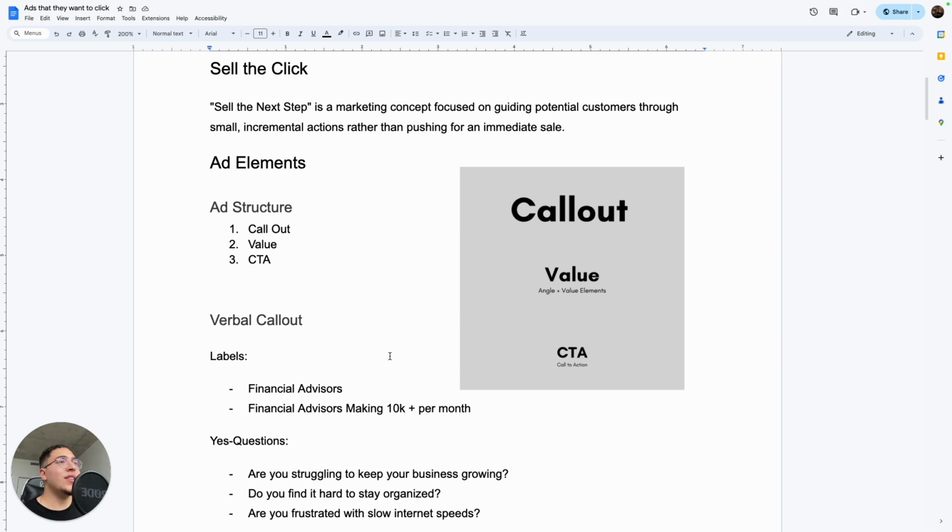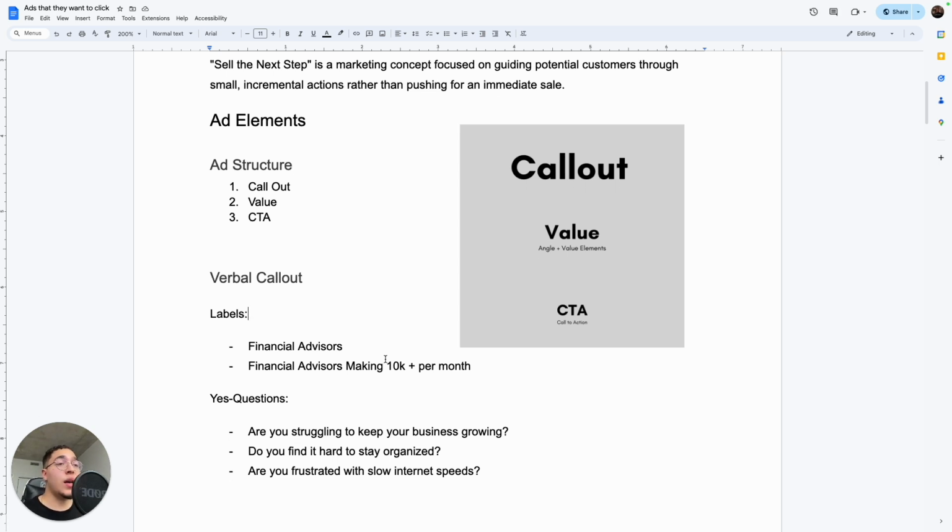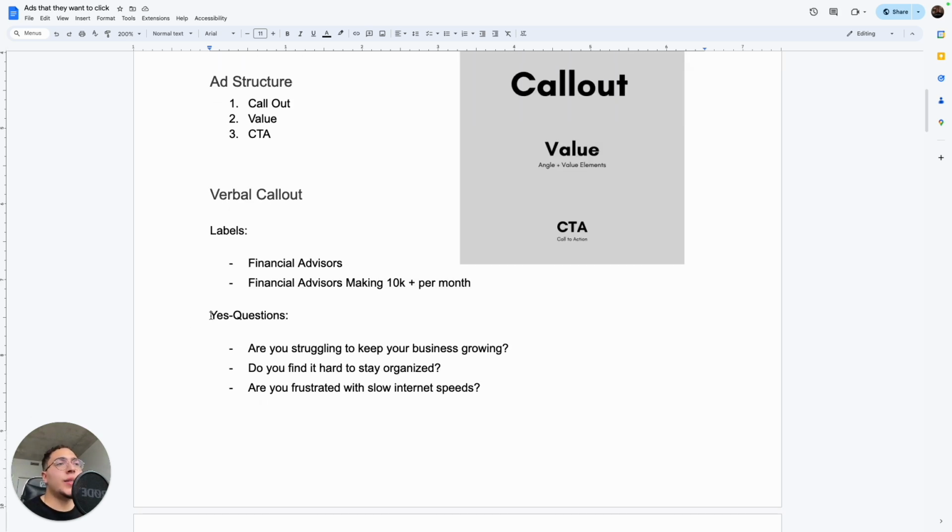So the first one is the verbal call out. There are different ways of calling out your audience. The first one is with labels. For example, I can make an ad and say financial advisors, or more specifically, financial advisors making over $10,000 per month. I can either write it here in a static image, or I could say it out loud in a video ad.